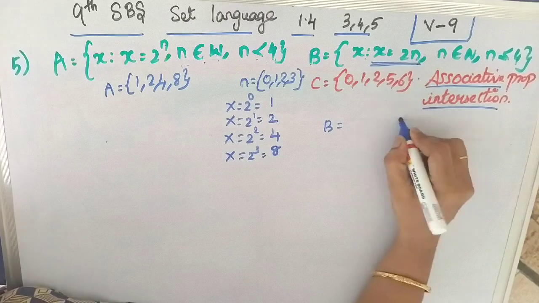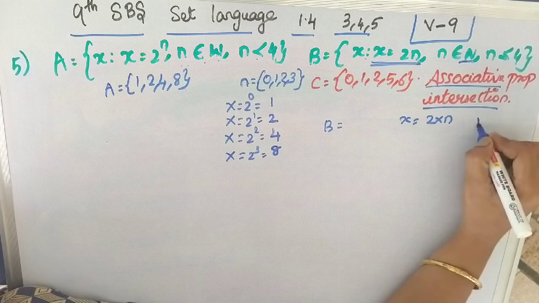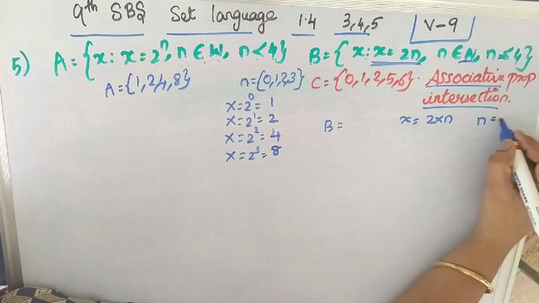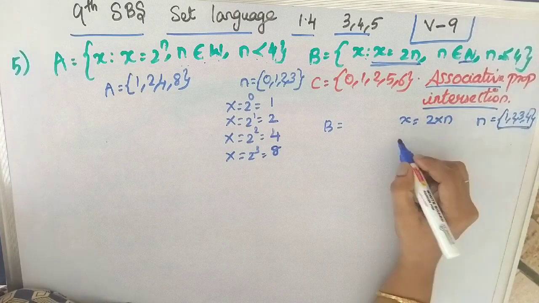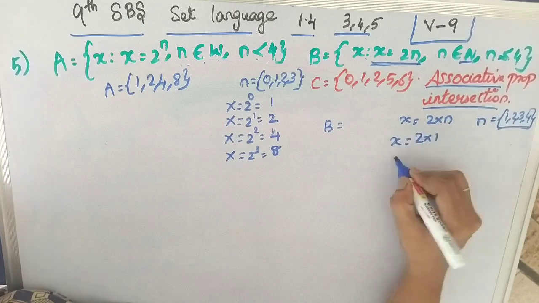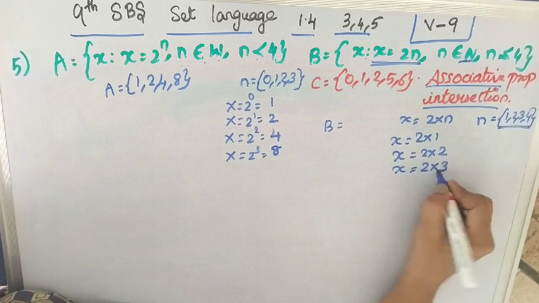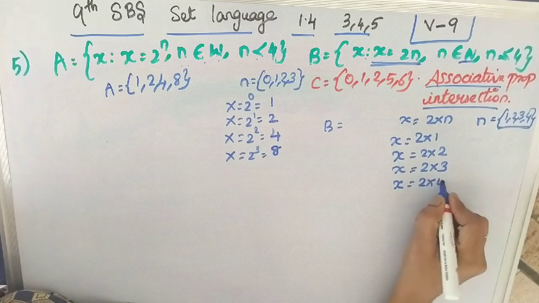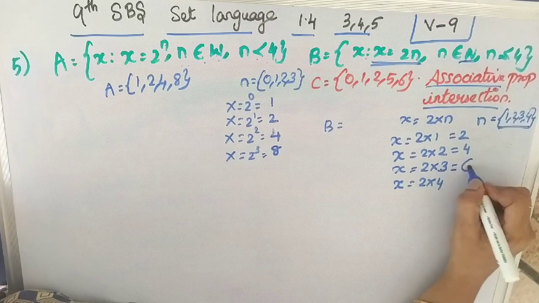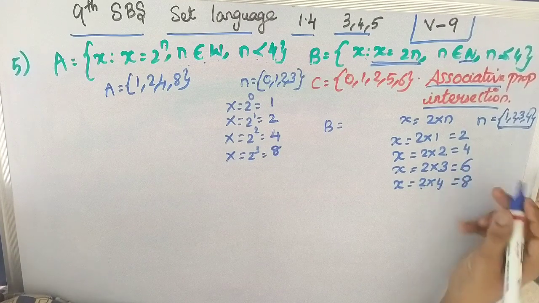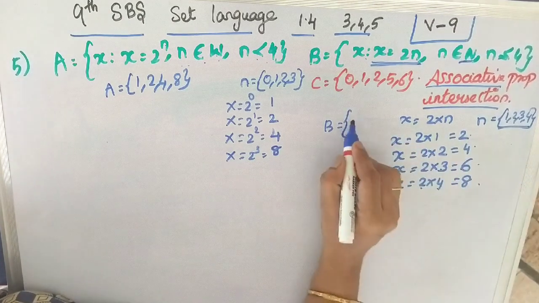Now let's find B. Here B is equal to x, which is equal to 2 into n. Now find the values of n. n is a natural number less than or equal to 4. Natural number starts with 1, isn't it? So 1, 2, 3, 4 are the values of n. Now what is x? 2 into 1, 2 into 2, 2 into 3 and 2 into 4, because x is equal to 2n, isn't it? So x is equal to 2, 4, 6 and 8. So these are the values of B. 2, 4, 6, 8. Okay?